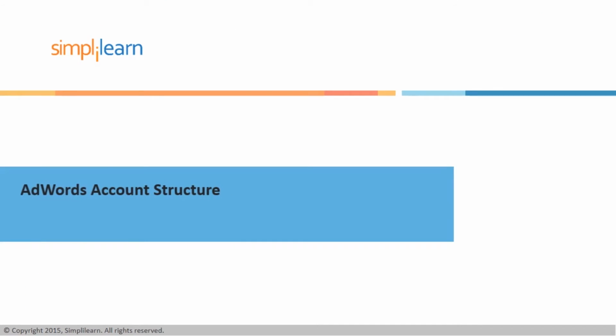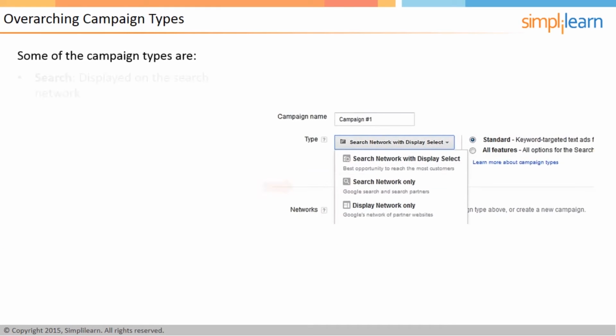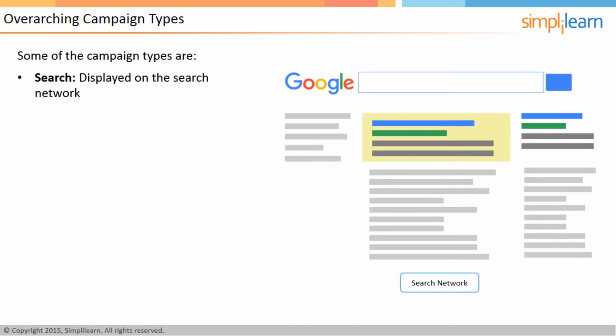Next, let's talk about the campaign type uses. There are multiple campaign types. The first campaign type is search. Search-based campaigns are only shown on the search network.